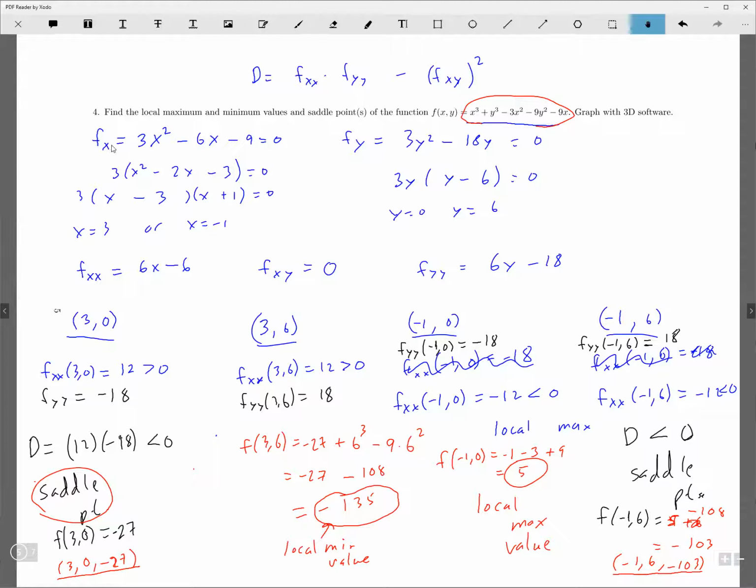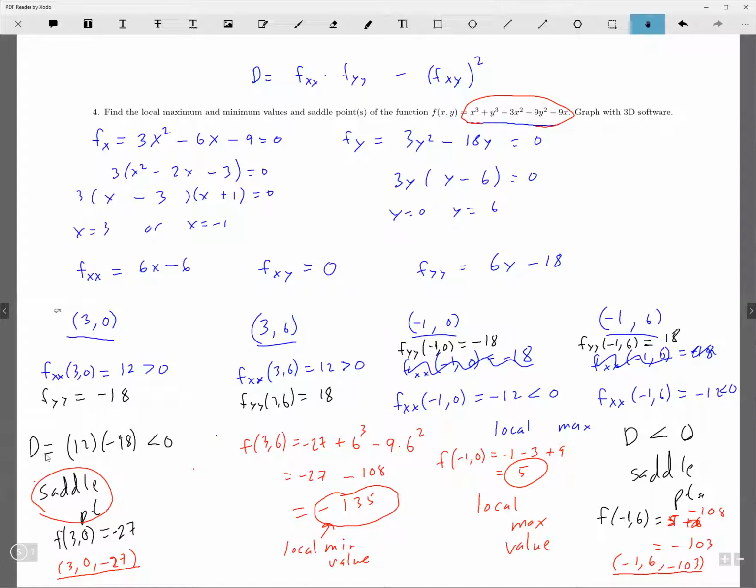Okay, so here we check the first partials with respect to x and respect to y. We set them equal to 0. We found two possibilities for when the first partial with respect to x is 0. That's when x is 3 or x is -1. Here, we have found two possibilities over here where y is 0 or y is 6. All combinations of these 4 points.